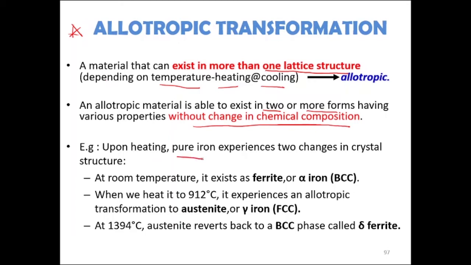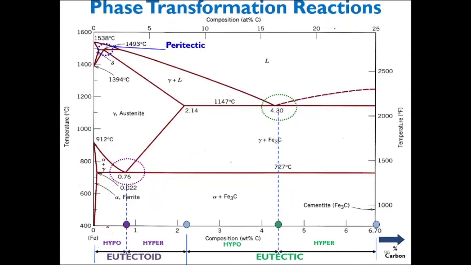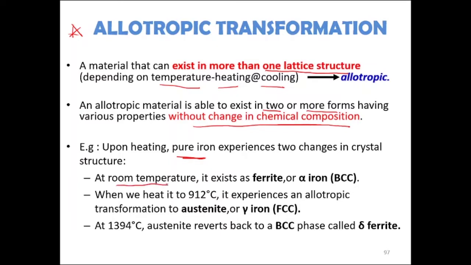Upon heating, pure iron experiences two changes in crystal structure. Pure iron means 100% iron and 0% carbon in our iron-iron carbide phase diagram. It is located over here. At this point, the carbon content is 0%. Only pure iron is available. So at room temperature, it exists as ferrite or alpha iron. The lattice structure is BCC or body-centered cubic.